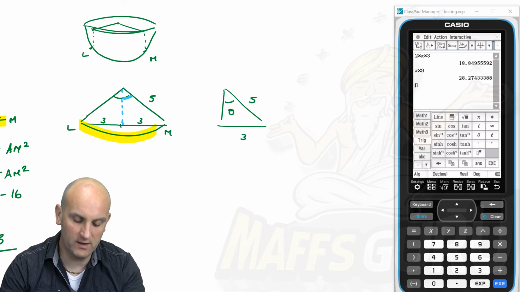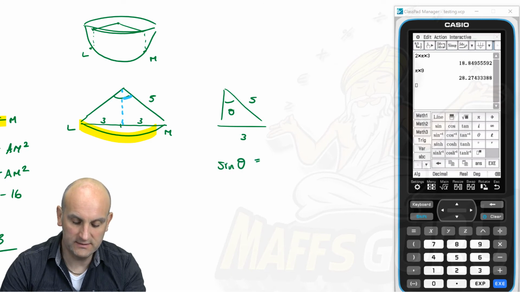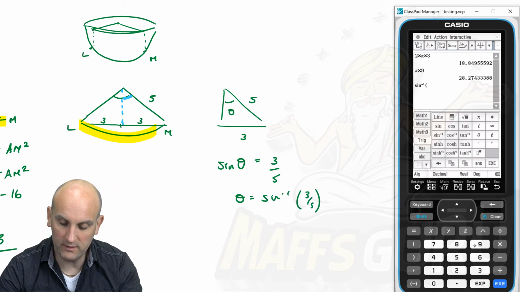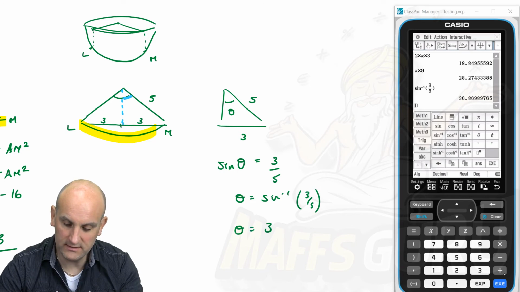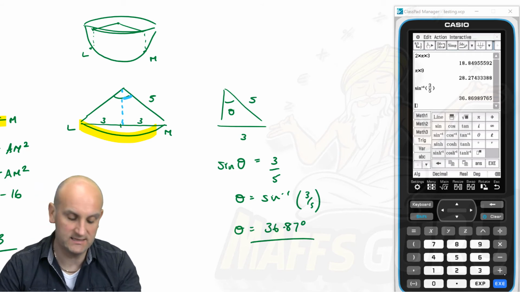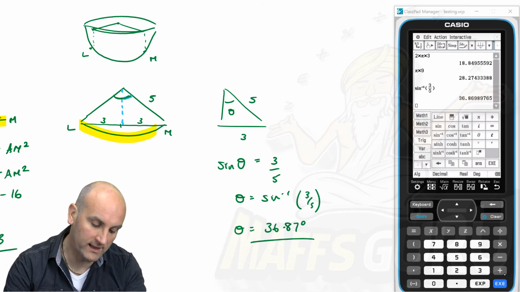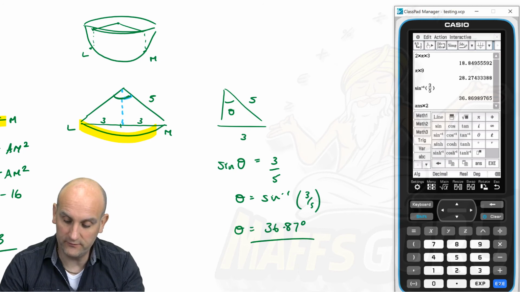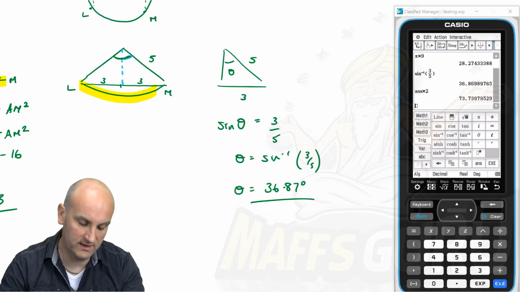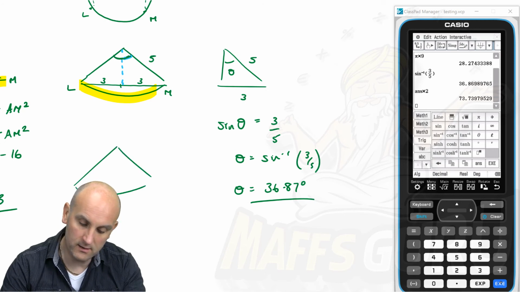That's opposite over hypotenuse, so sine of the angle is equal to 3 on 5. So theta is equal to sine to the minus 1 of 3 on 5. Close the brackets, press enter, gives me theta is equal to 36.87 degrees, rounded to 2 decimal places, but obviously I'm not going to use that. So we know now that this whole angle is double that. If I double this, that's going to give me 73.74 degrees, my subtended angle.